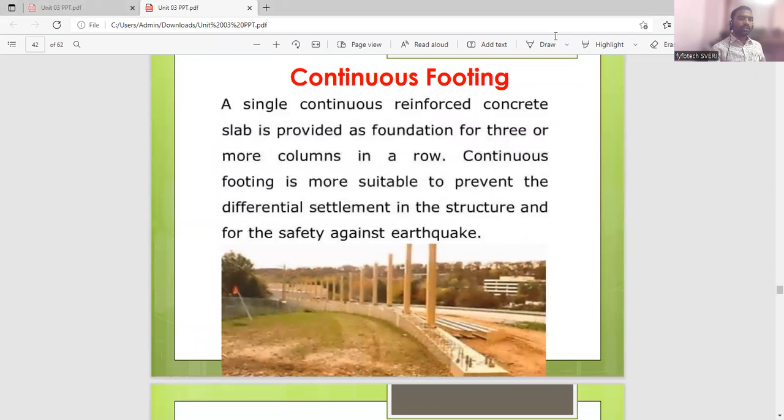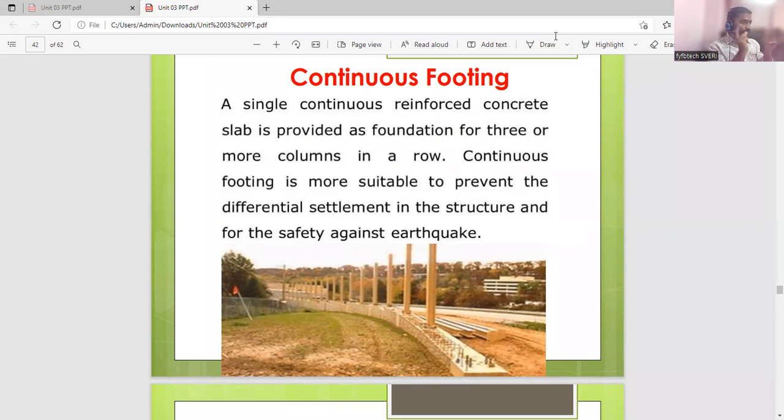Then one more is continuous footing. Abhi dekho. Now all of you tell me. Single column hai to what is it called? Isolated footing or single footing or stepped footing or sloping footing. If it is a wall, continuous hai, to isko kya bolte? Strip footing or wall footing. Is it correct, all of you? Yes sir.